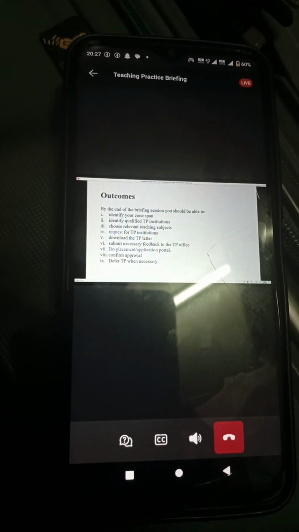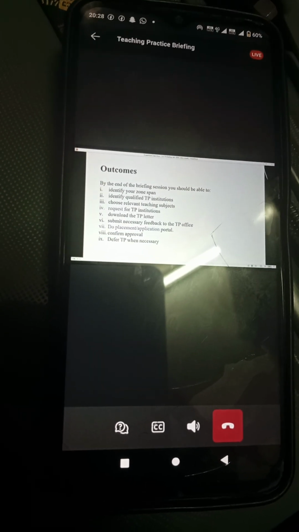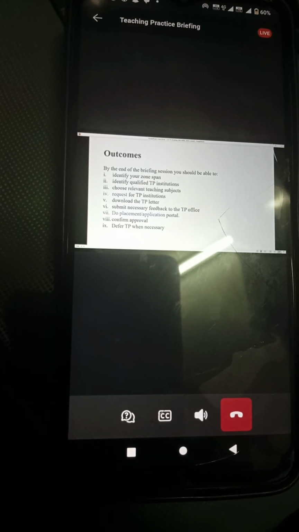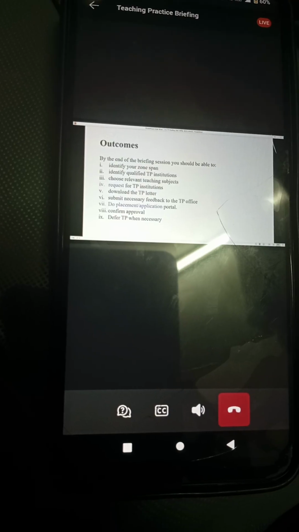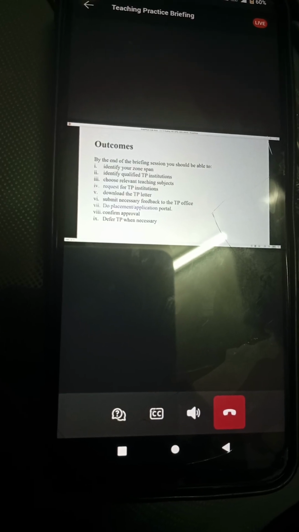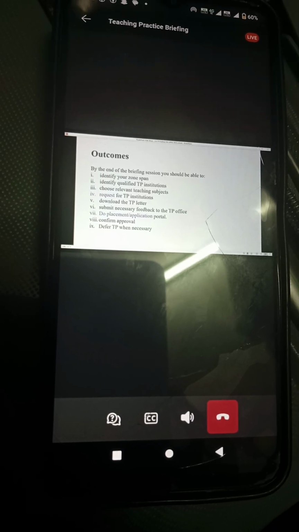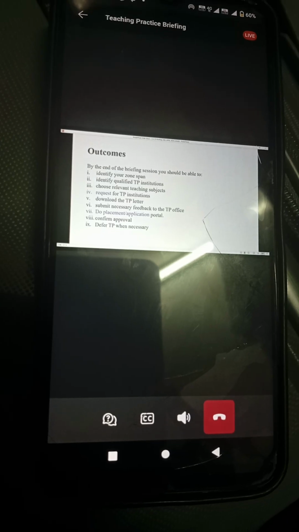So I'll identify the zone as we continue, so that now you locate your institution placement. Second, identify a qualified TP institution. What makes a teaching practice institution a suitable one? That's what we are saying. So we'll take you through the qualifications. Not every institution qualifies to be a TP institution. Some will make you fail your TP.